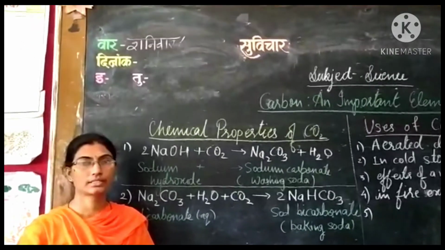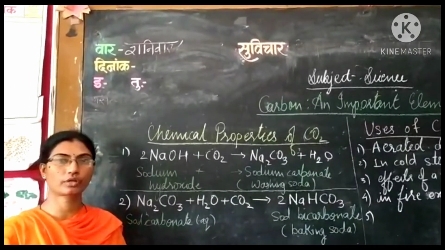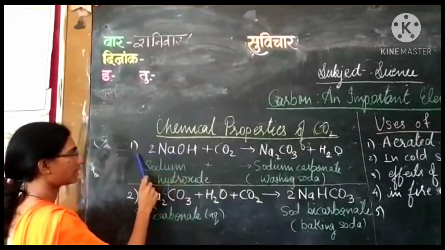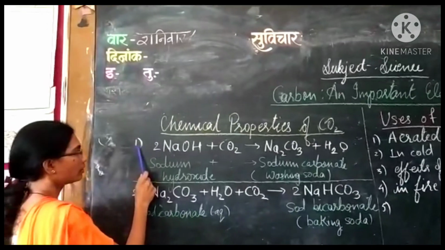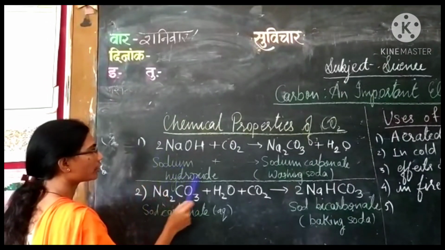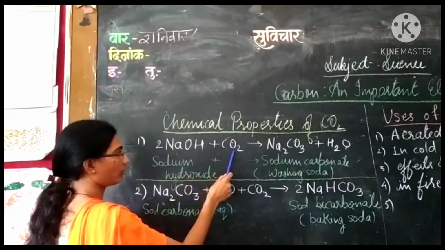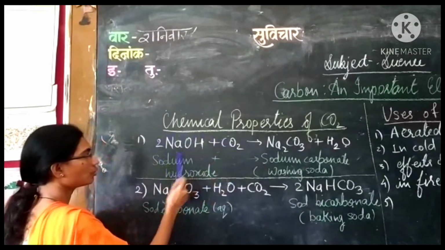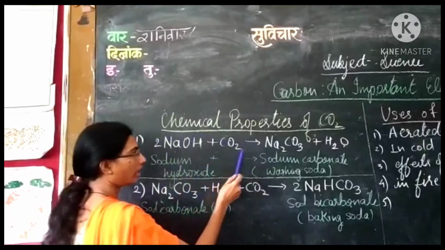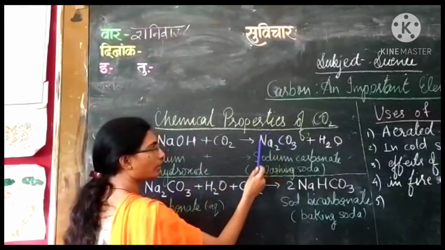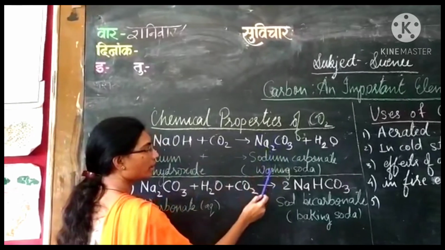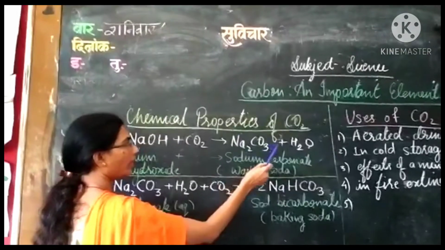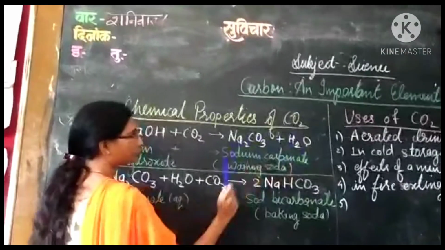Now students, let's see a few more chemical properties of carbon dioxide gas. So the chemical properties of carbon dioxide gas are in this way. The first one is that sodium hydroxide reacts with carbon dioxide gas. Means when carbon dioxide gas is passed through sodium hydroxide, then sodium carbonate is going to form. Sodium carbonate is the washing soda that is present in washing powder, and water is going to form.